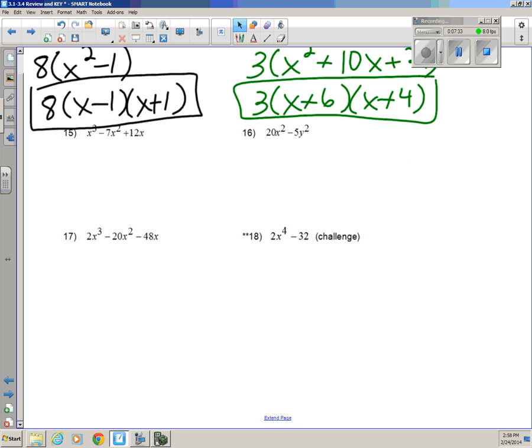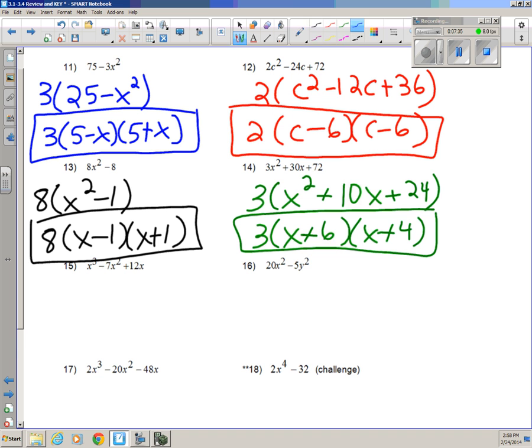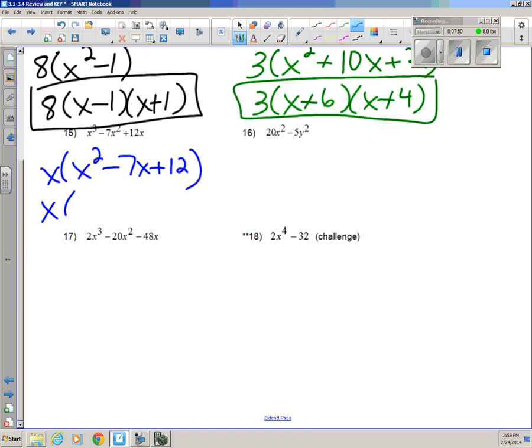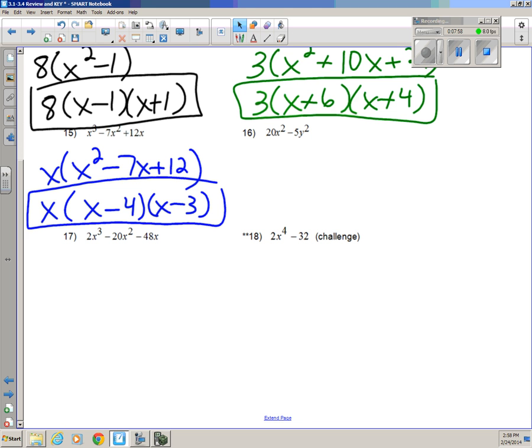Next one, your GCF just happens to be x. What's left over? X squared minus 7x plus 12. And then IAM, and it becomes x minus 4, x minus 3. And there's the answer.